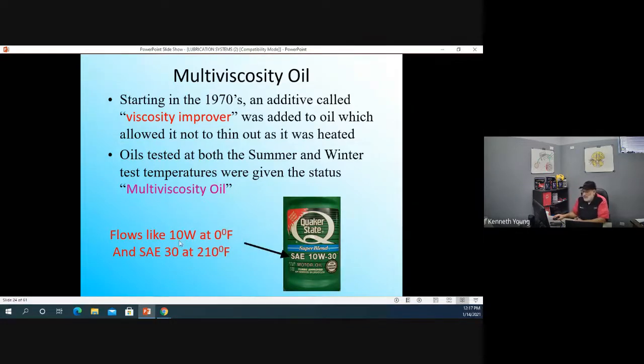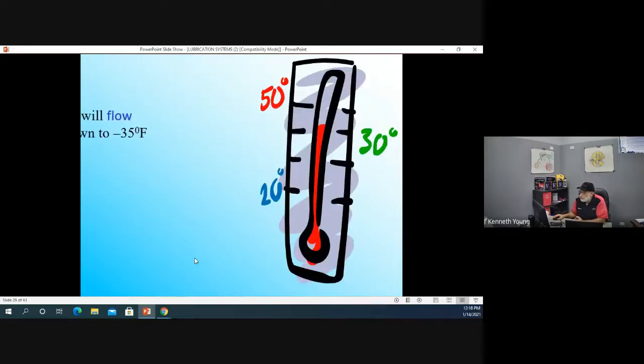So anyway, the oil flows like a 10 at zero and flows like a 30 when hot. So this oil gets thin and thick based on temperatures. Pretty cool, huh? Now look at this. If you have a 5W type oil, it will actually flow out of the bottle at 35 degrees below zero. 35 degrees below zero, a 5W will flow.